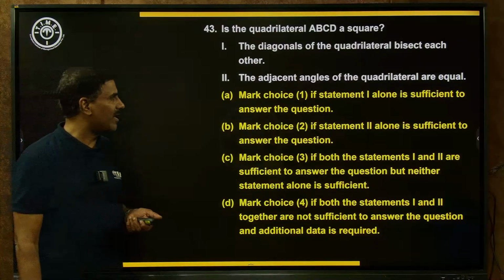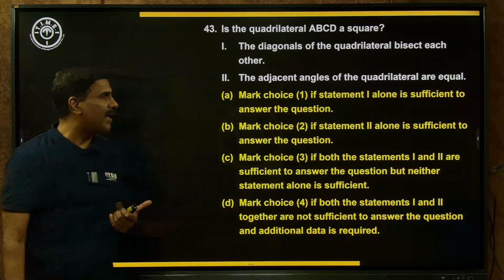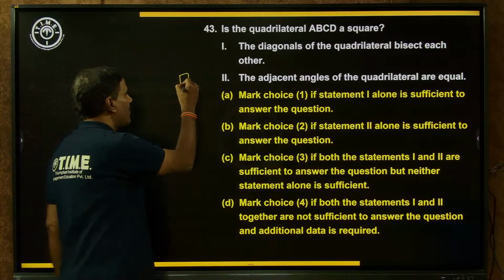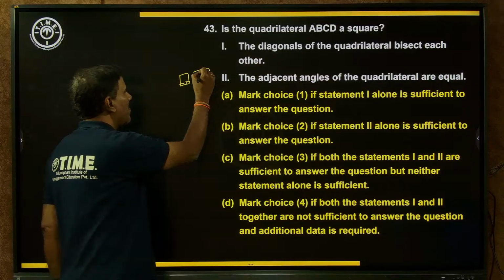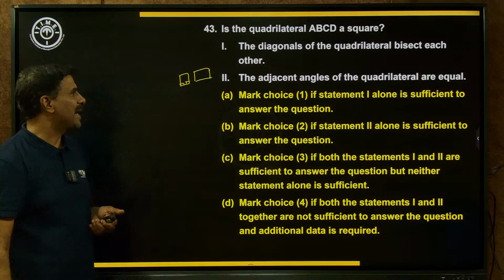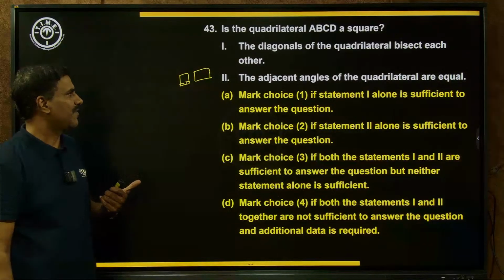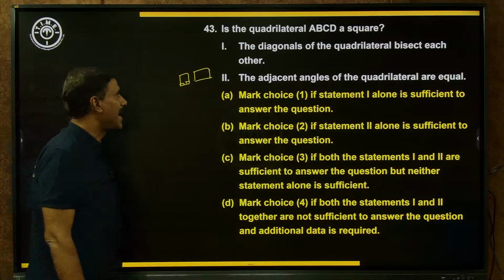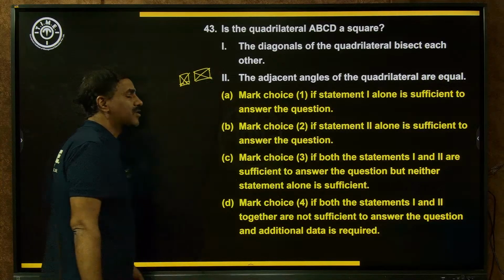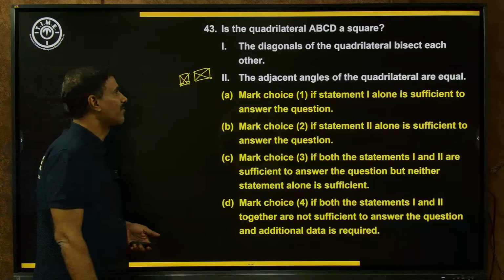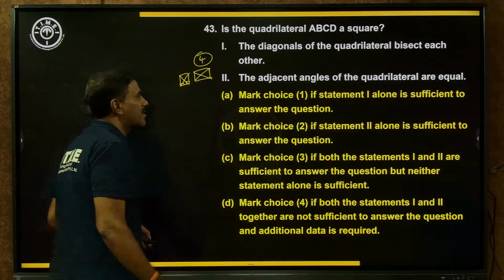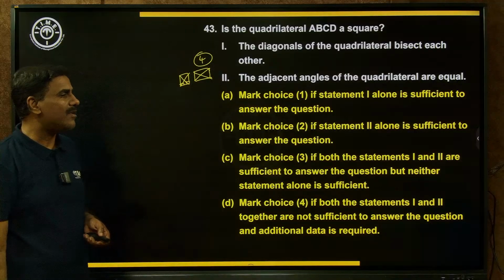The second statement says that the adjacent angles of the quadrilateral are equal. Adjacent angles are equal, so it may again be a square with 90-90, or it may be a rectangle, right? So the first and second statements alone are not sufficient. Even if you go for the combination, diagonals bisecting each other is possible in a square as well as a rectangle. So it can still be a square or it may be a rectangle. We cannot definitely say that it is surely a square only. So as we cannot answer the question from the given data, it should be choice 4.